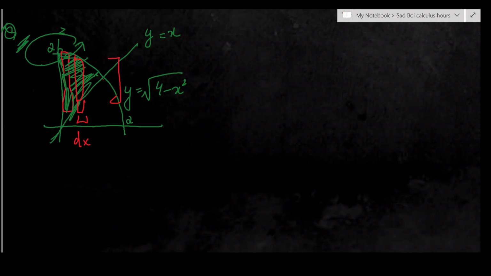Each segment has the width dx. Let's consider this y1 and then y2. So each segment has the height f of y2 minus f of y1, because height is this minus this. This is going to be the height. And what is going to be the average radius? Well, the average radius is going to be x.